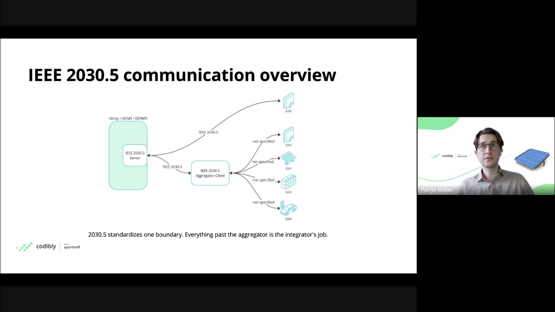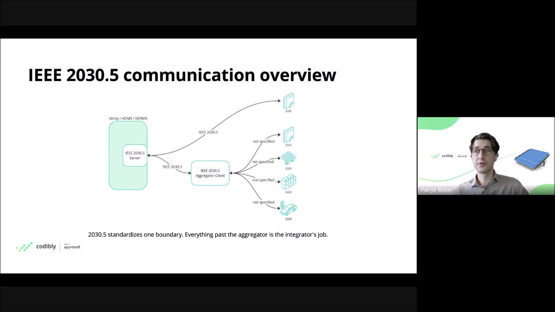From the 2030.5 server, you can see two arrows, both labeled IEEE 2030.5, representing two topologies that sit side by side in real deployments. The top arrow goes directly to a DER, the case where the DER runs the 2030.5 client itself. Native support is rare in practice, typically limited to grid-scale assets and a few modern smart inverters with CCP-certified stacks. More often, this direct path is a local client or edge device that speaks 2030.5 to the utility and translates to another protocol downstream.